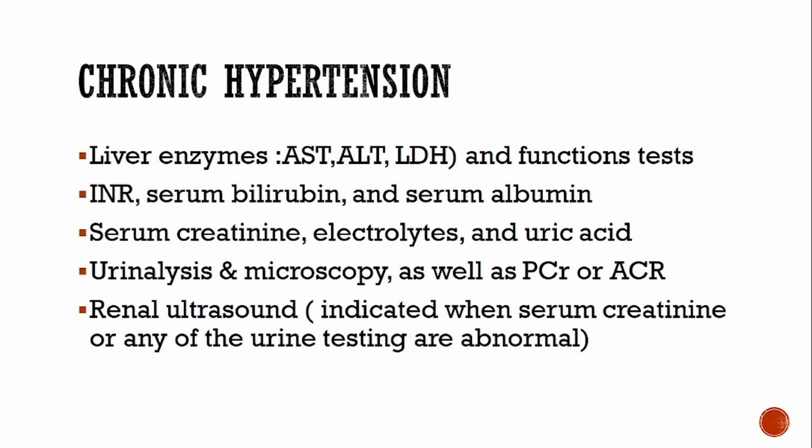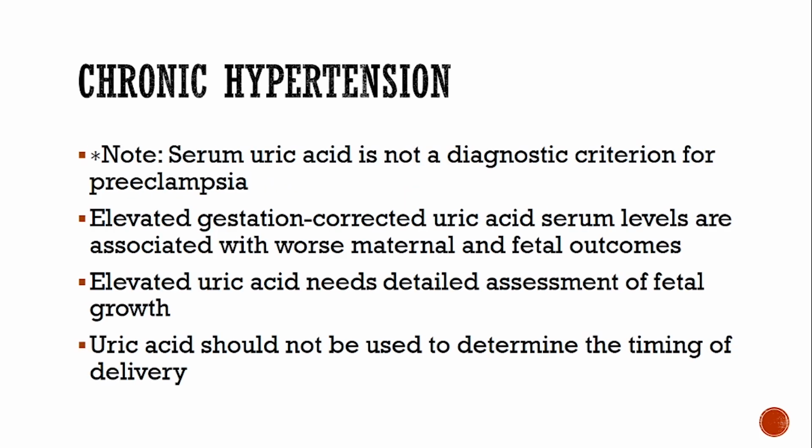We have said that for chronic hypertension, some of the assays can be the liver enzymes, the coagulation profile, the serum electrolytes, blood urea, and creatinine. These are all the things that can be measured. Urinalysis, remember that significant proteinuria measurement we said earlier. And uric acid should be measured.